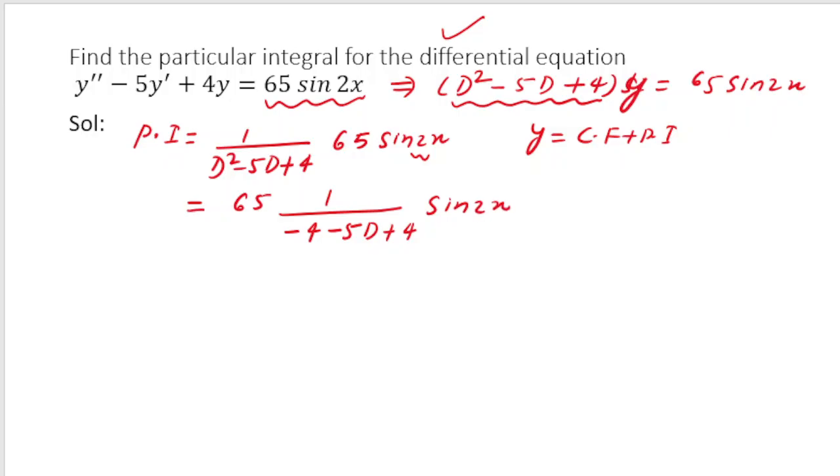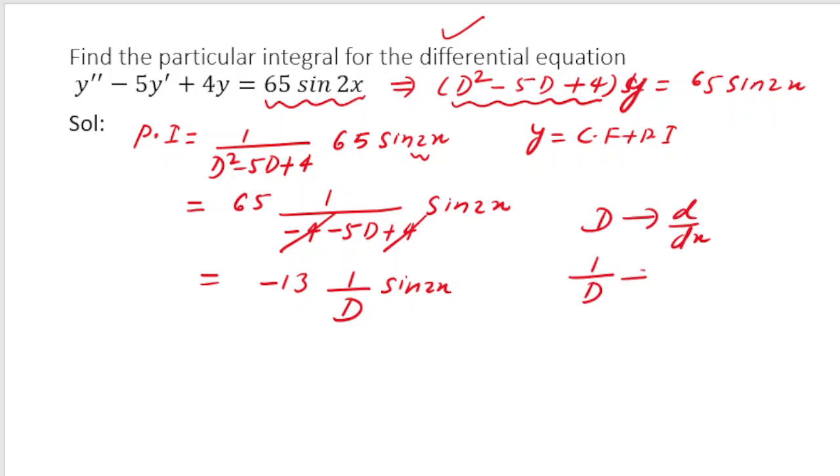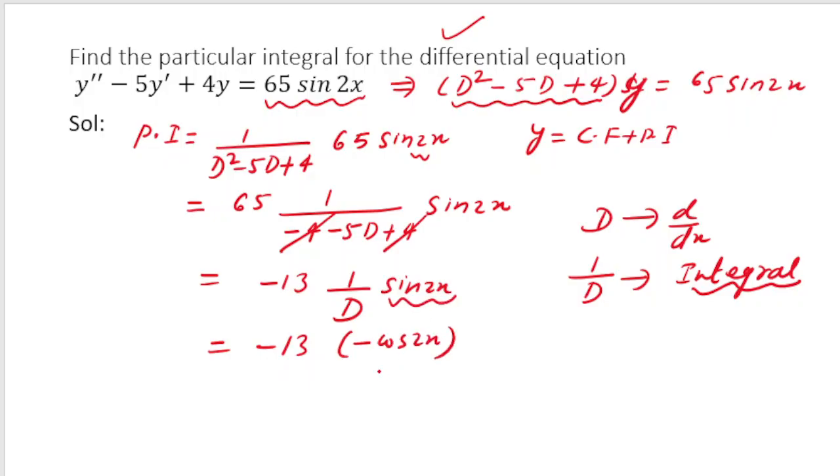And here we have a nice situation that minus 4 and plus 4 cancel. And we have minus 5D and 65, so I get minus 13. And here we have 1 by D of sine 2x. As I told you, D is the differential operator, that is d by dx, and 1 by D is the inverse of D. So 1 by D is nothing but the integral operator, because differentiation and integration are inverse processes of each other. Yes or no? So we have minus 13, and 1 by D is the integration of sine 2x, so I will get minus cos 2x by 2.